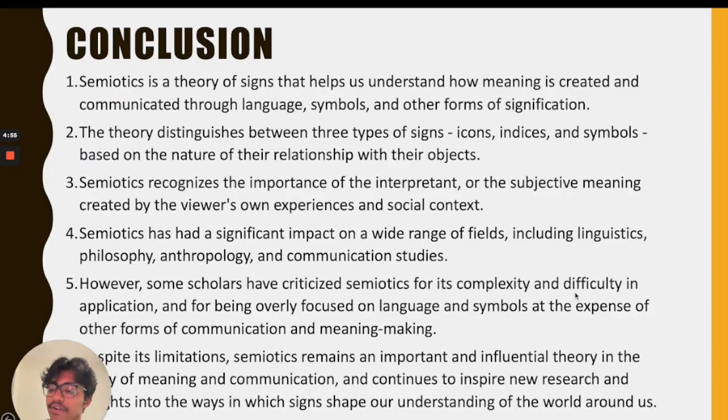In conclusion, semiotics is a complex, multifaceted theory of signs developed by Charles Sanders Peirce. It is based on the idea that signs are fundamental to human cognition and communication, and that they can be analyzed and understood through their relationships with their objects and interpretants. Semiotics distinguishes between three types of signs: icons, indices, and symbols, based on the nature of their relationship with their object. It also recognizes the importance of interpretants, or the subjective meaning created by the viewer's experience and social context.